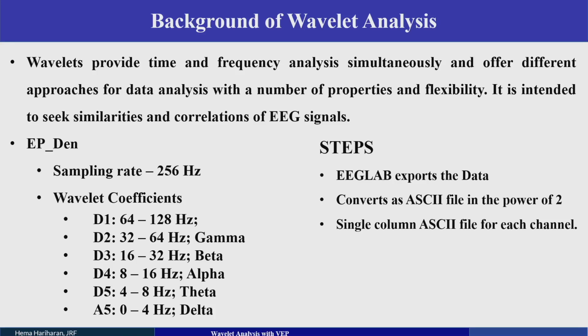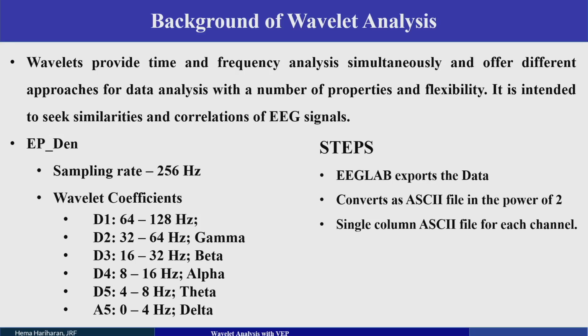I was showing how we export the data. After exporting the data, we have to convert it into ASCII files, and all those sample data should also be in powers of 2. I'll go through the wavelet analysis software and the code, and I'll show you where the changes have to be made, and a single column ASCII file has to be made.